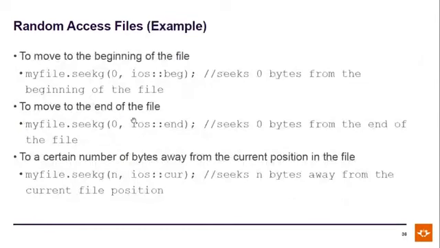So this just tells you the current byte position in the file. Okay, so let's look at an example of random access files. In order to move to the beginning of a file, we can use this get function, which tells us the current position of the seek.